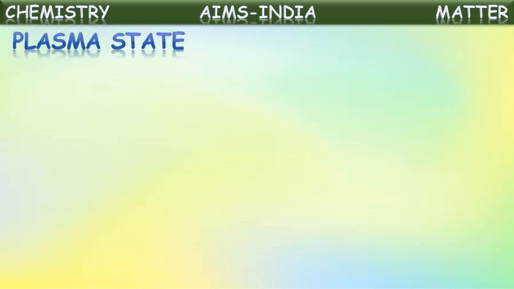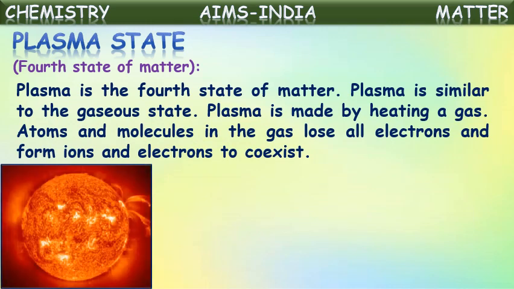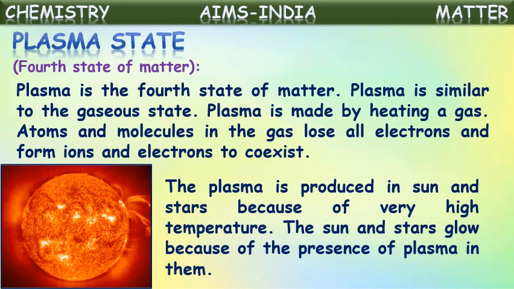Now we have finished three states of matter. First one is solids, second one is liquids, third one is the gases. Now the next one is plasma state. This is the fourth state of matter. What is meant by plasma state first? See, plasma is the fourth state of matter and it is similar to the gaseous state only.